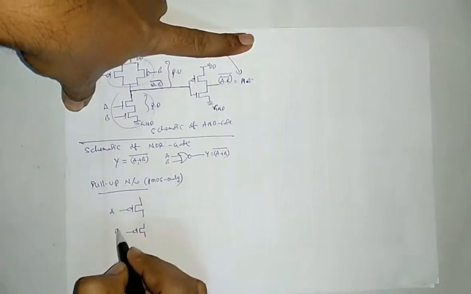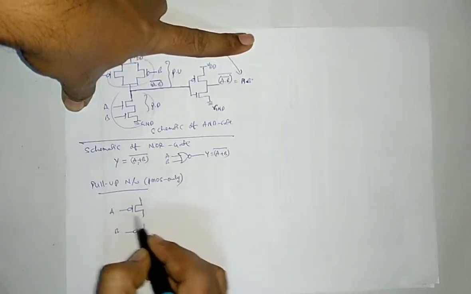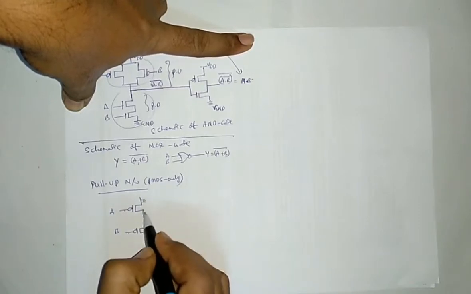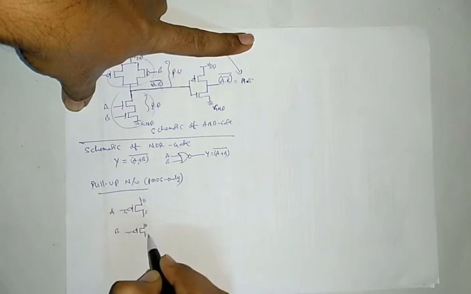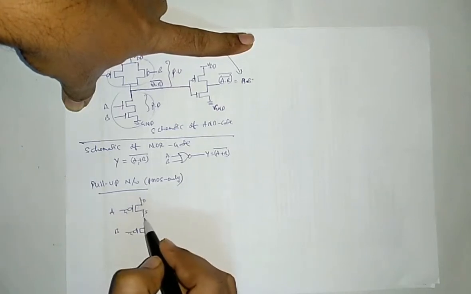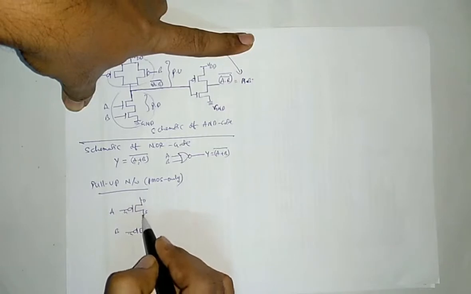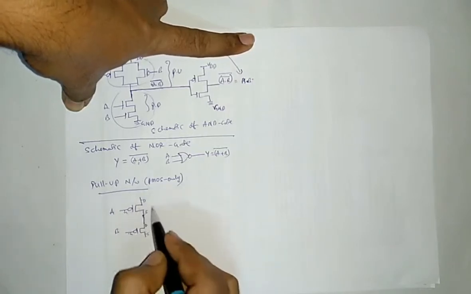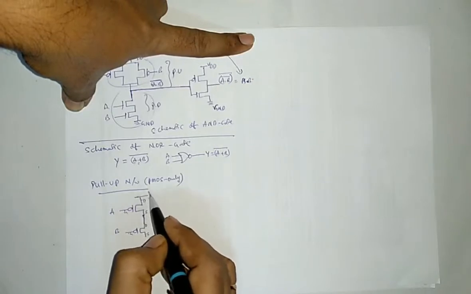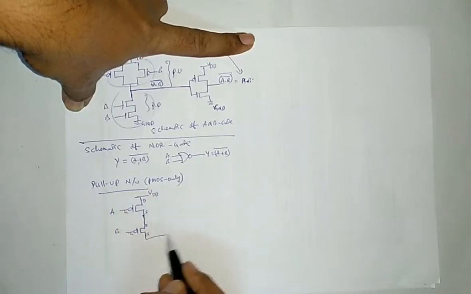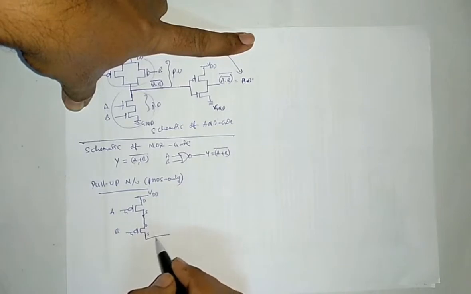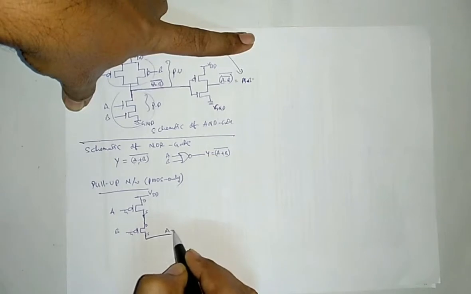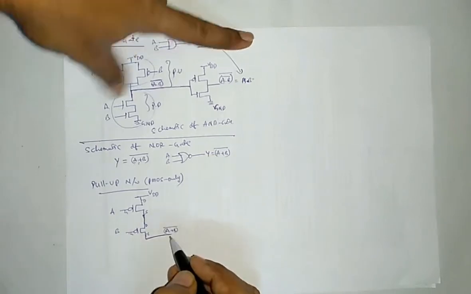So it is A, it is B, drain, source, this is gate, drain, source, gate. It is better to note down these terminals. Now source and drain are interconnected, then we can say these 2 transistors are in series. So this pull-up network is connected between VDD and output. At this point what you will get? (A or B) whole bar.